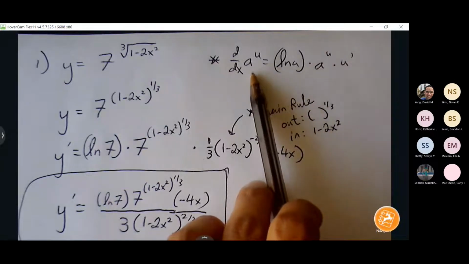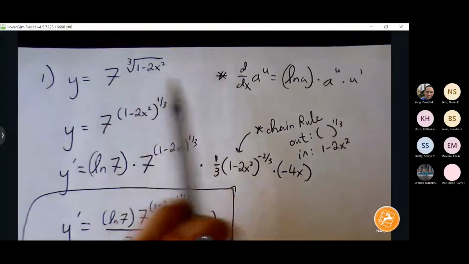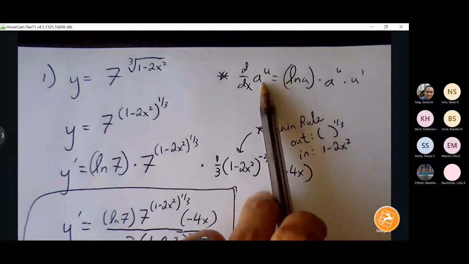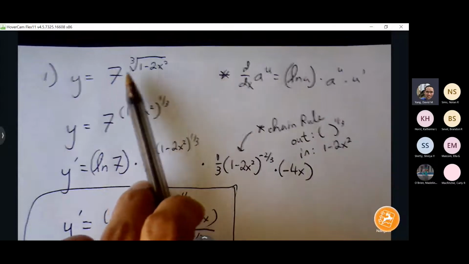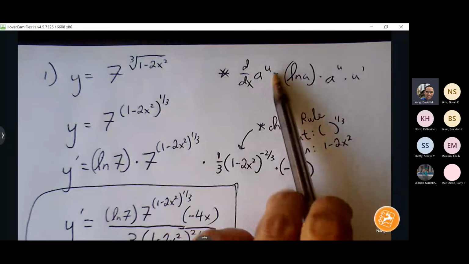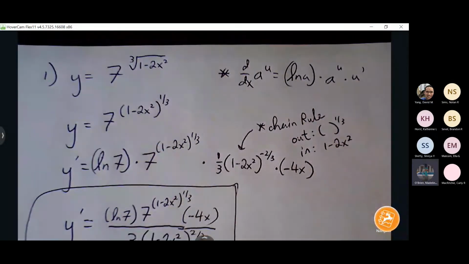Yeah. So this is an exponential function. An exponential function is a constant raised to a variable. Anything that is a constant raised to a variable is called an exponential function, and it is going to take on this a to the u rule. So when you're trying to find the derivative of an exponential function, that's when you use that rule? That's right.